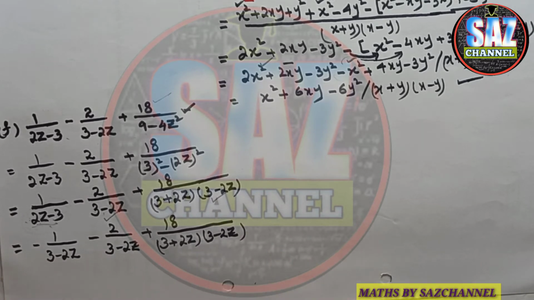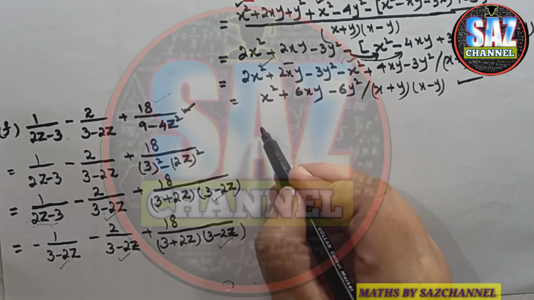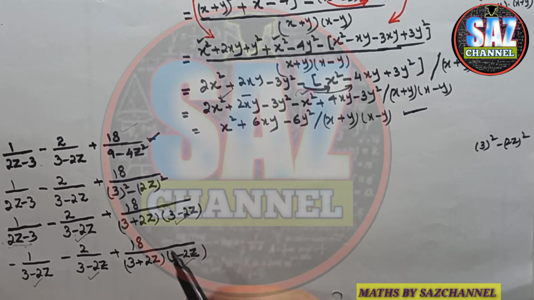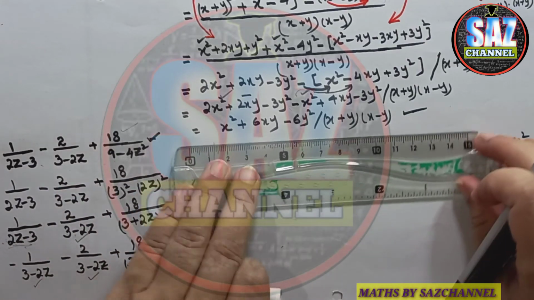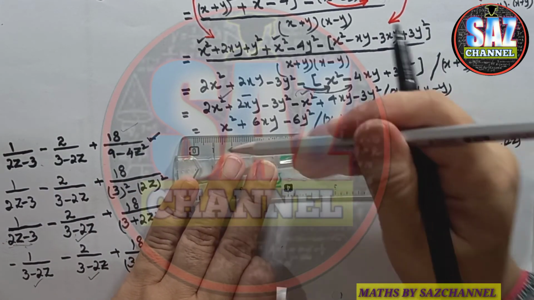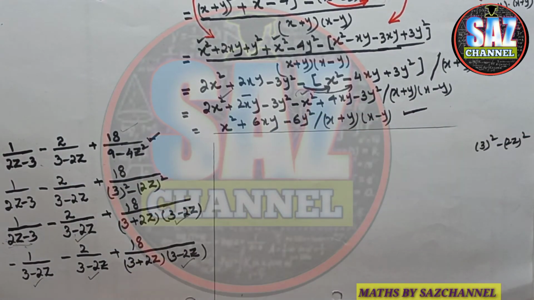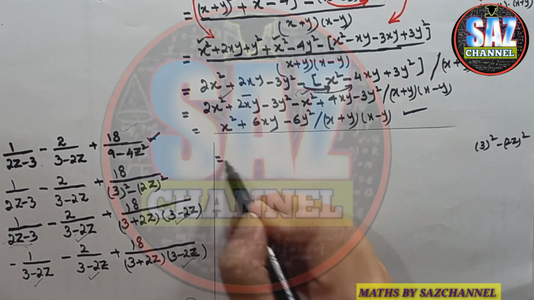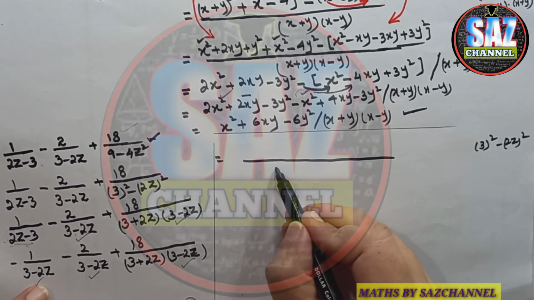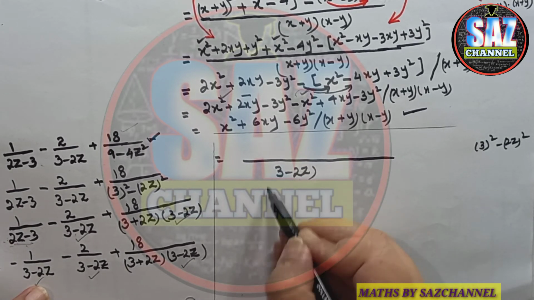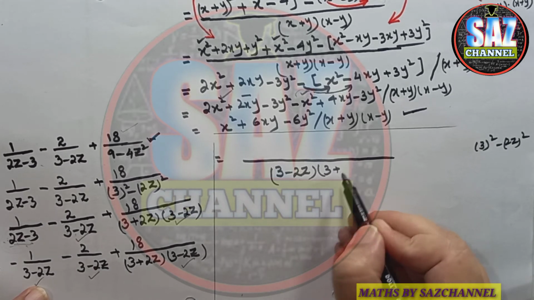Now if we look at the denominators of the whole question, we can see 3 minus 2z, 3 minus 2z and 3 minus 2z is the common factor. So I have to take the LCM. It's better to make a separate line here so that we do not have any confusion. Draw the line. LCM of the question will be 3 minus 2z and 3 plus 2z.